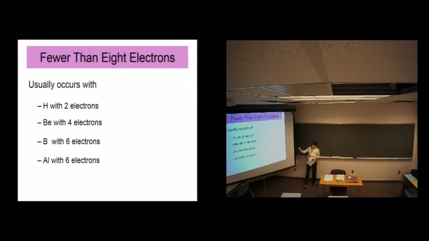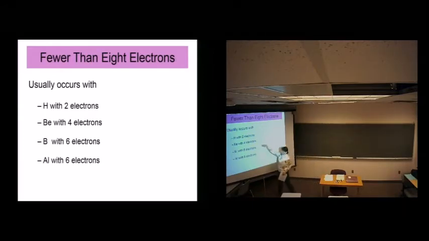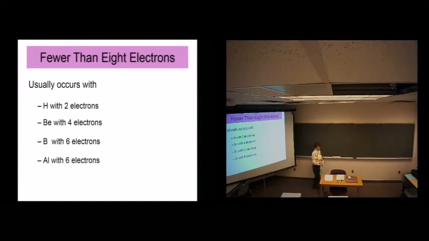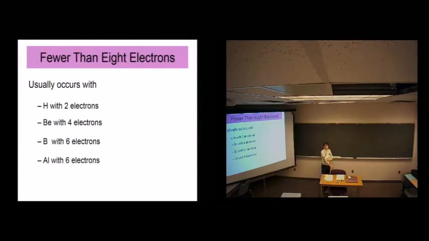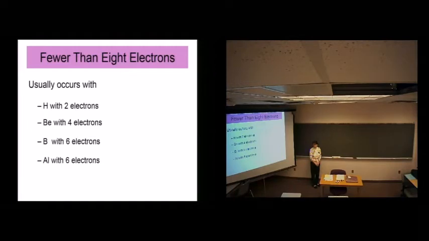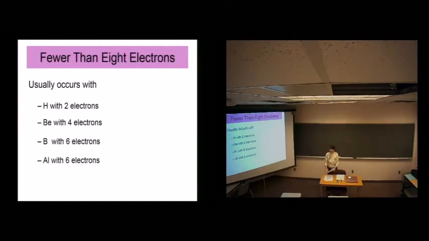Don't forget about these and try to do multiple bonds with beryllium, boron, or aluminum. If you did the formal charges, you'd see that doesn't work out so well for beryllium. So you're going to need to remember that these are happy with 4 and 6 or 2 electrons. Don't try to do multiple bonds with these. All right, so that's an example of less than 8.